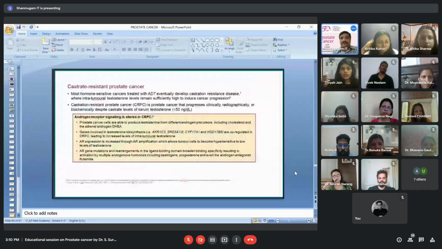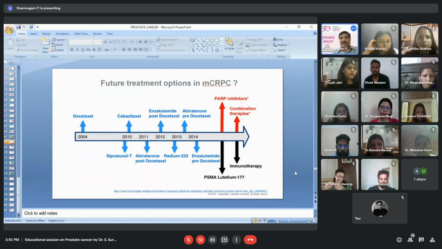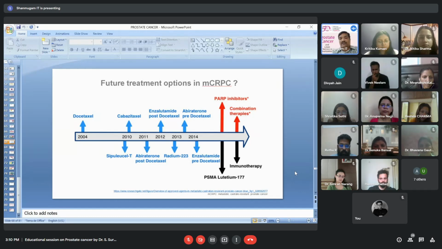Looking at future treatment options, docetaxel was the only one by 2004, then it increased to cabazitaxel. By 2011, we had abiraterone and enzalutamide, and by 2013, we had the radioactive element radium-223. But now we have PARP inhibitors, immunotherapy, and PSMA lutetium-177 treatment options. So these are all going to enhance the longevity of the patients.